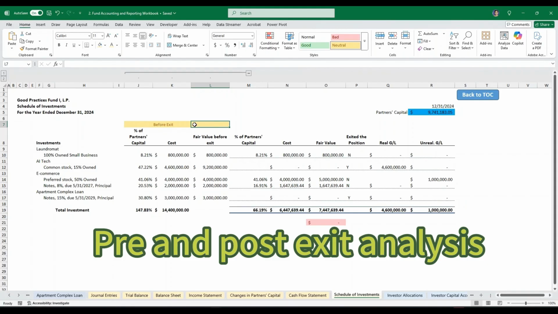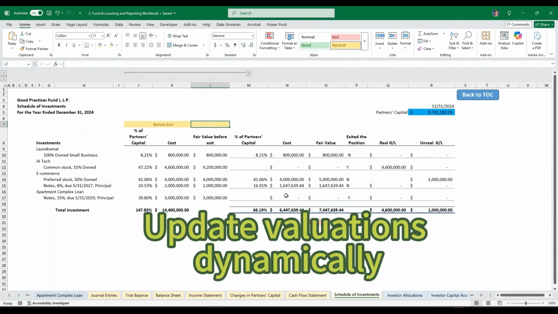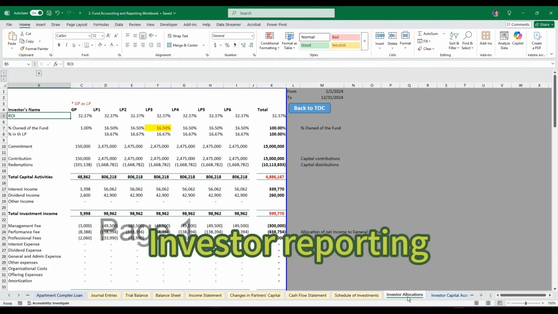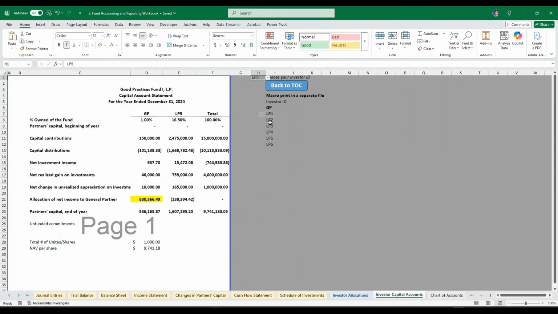Pre- and post-exit analysis tracks investment dispositions and updates valuations dynamically. Investor reporting automates investor allocations and generates dynamic statements.